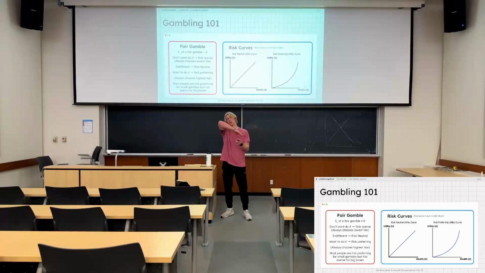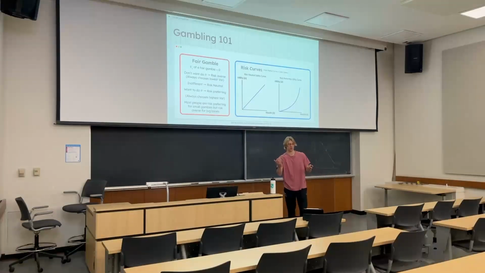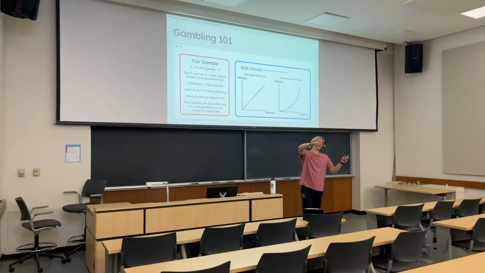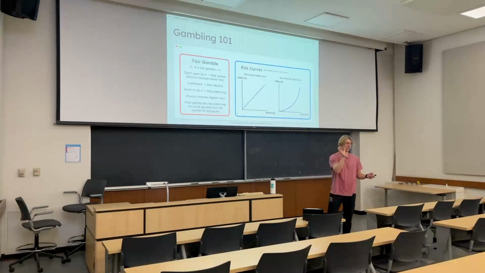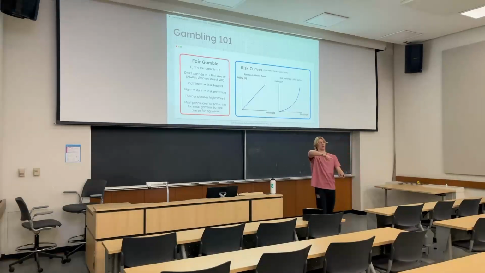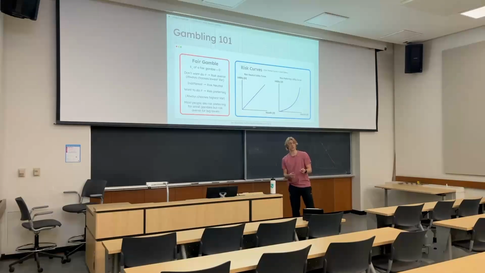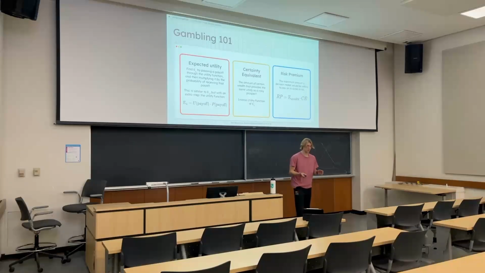And so if you have a linear risk curve or utility curve, that means that it's risk neutral. If it's smiley face, so if it curves upward, then they're going to be risk preferring. And if it's concave, so curving down, then it's going to be risk averse, which we'll get to.